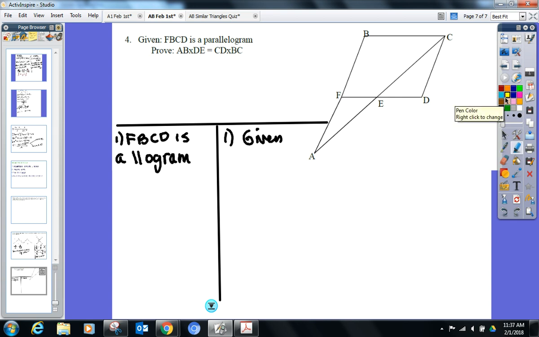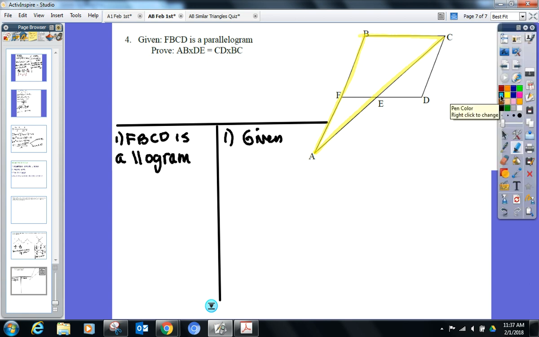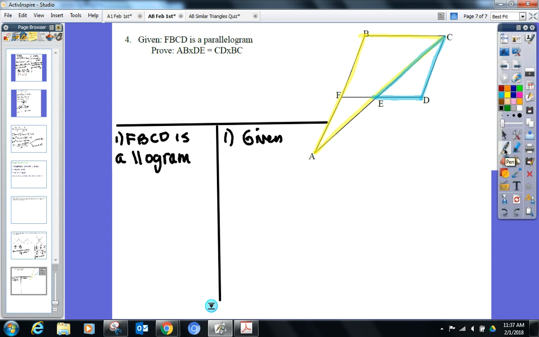Okay, how do I determine this? What's the first segment listed in the proof statement? AB. Can you find one and only one triangle where AB is a full side? All right, so we know it's this big one here. What's the next segment that's listed? DE. Can you find one and only one triangle where DE is a full side? Yep, triangle CDE. So it looks like we have both triangles now.